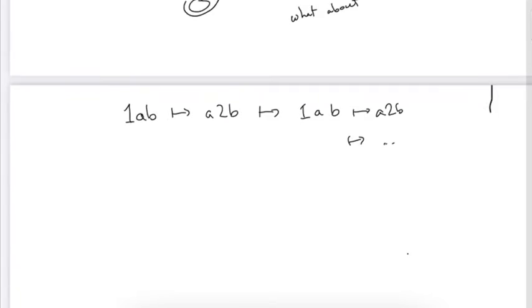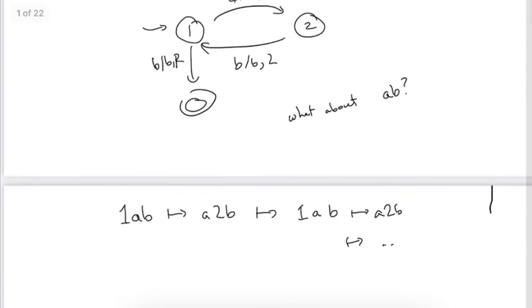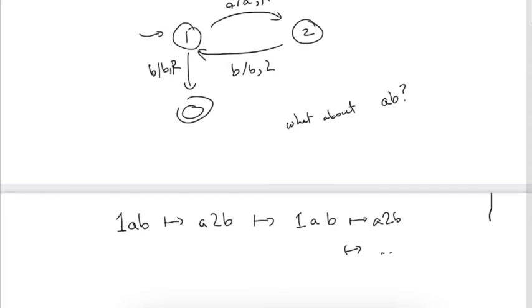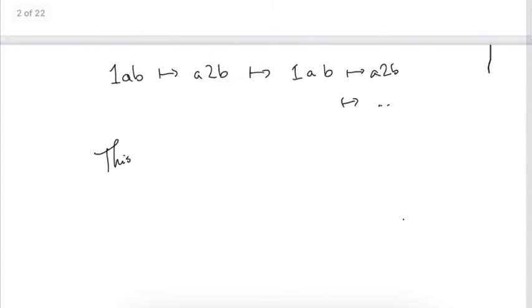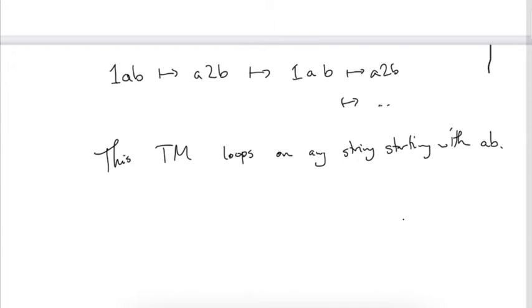And would you believe me if I said this kind of weird behavior is not only for the string AB. In this example, anything which started with AB would have the same behavior. Even if there was more stuff after the B, it would never even make it to that stuff. So I will say this Turing machine loops on any string starting with AB, right? If you have AB followed by any other stuff, it's going to run forever. It will never halt and reject, and it also will never accept, all right?